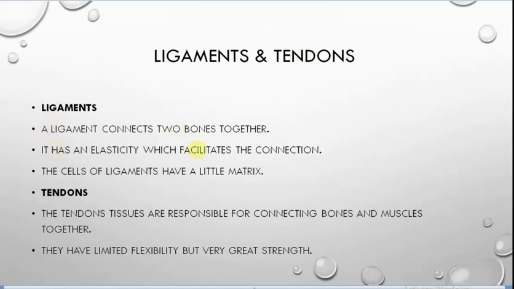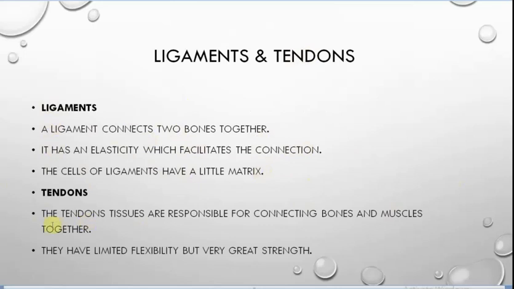It has an elasticity which facilitates the connection. That means the two bones are connected with each other with the help of ligament. It is elastic, which facilitates the connection. The cells of ligament have little matrix. There is very little matrix present in ligament.